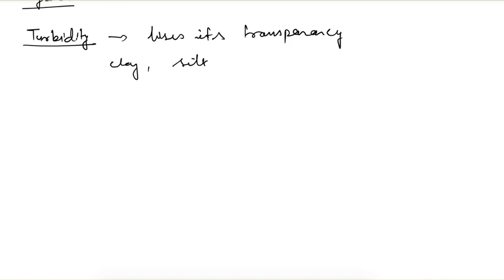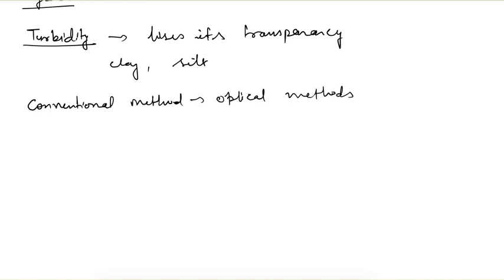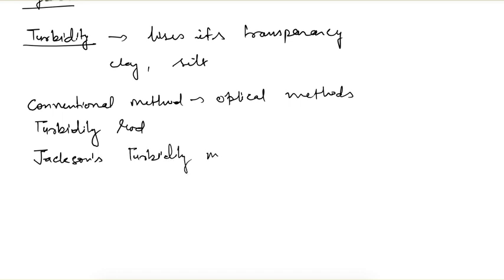Now how is this turbidity measured? For that we have some older or conventional methods, or we call them optical methods, and we have some modern methods as well. First let's see these optical or conventional methods. In that we have the turbidity rod, then the Jackson's turbidity meter, and after that Bailey's turbidity meter.